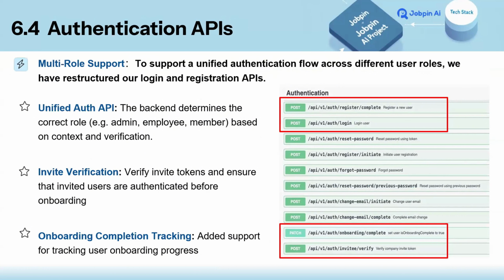Furthermore, we also have the authentication APIs. It supports multiple roles, including the admin, the normal users, and the staff members. Besides, it also has the unified auth API that will track the role. Also, we have the invite verification because the invitation might expire when the employees don't respond to the invitation email on time. Furthermore, we also have the onboarding completion tracking system.